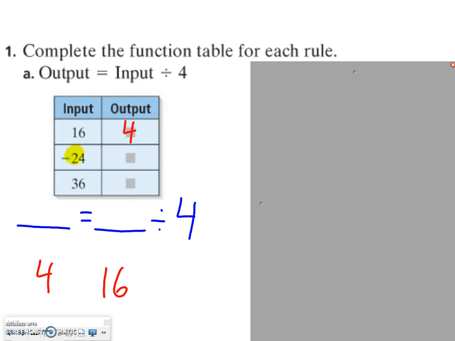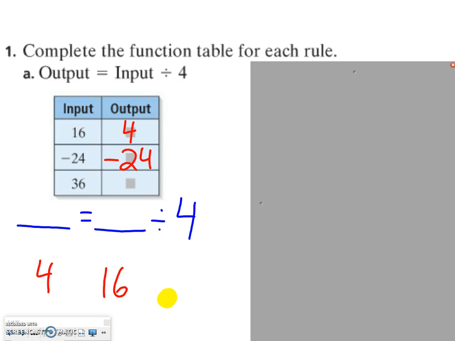Right here it says the next input value is negative 24. Where are these input values coming from? We're just kind of choosing them at random. Whoever made up this table originally just picked these few numbers. We'll get into more of how we choose our inputs later.